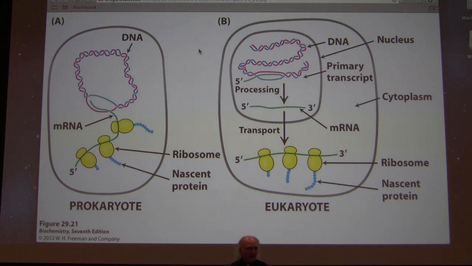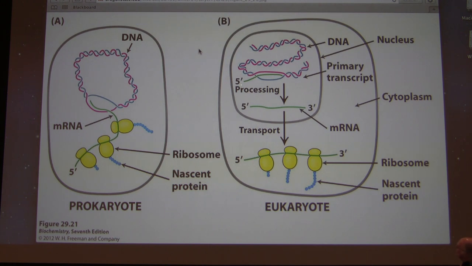So that means that, like I said earlier, in a prokaryotic cell, as this tail comes off, the ribosome can start to bind it, just like the rho protein can start to bind it, and start translating it while the RNA polymerase is still doing its thing. Translation can start while the RNA polymerase is still working. Okay? That can't happen in a eukaryotic cell.